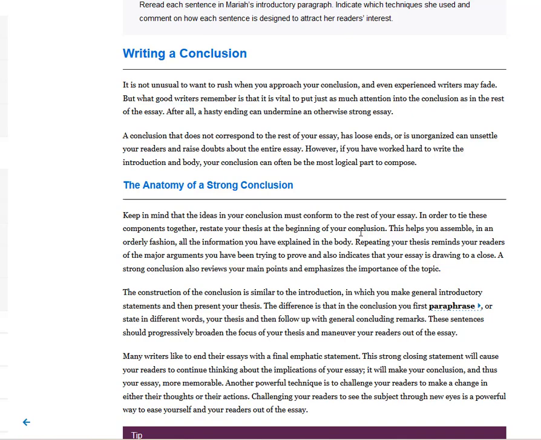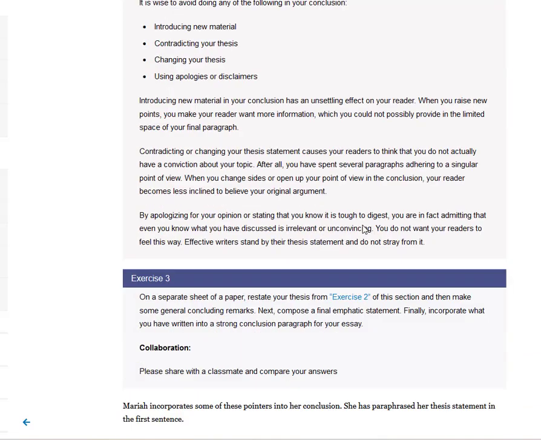A strong conclusion also reviews your main points and emphasizes the importance of the topic. The construction of the conclusion is similar to the introduction, in which you make introductory statements and then present your thesis. The difference is that in the conclusion, you first paraphrase, or state in specific words, in different words, your thesis, and then follow up with general remarks. These sentences should progressively broaden the focus of your conclusion.